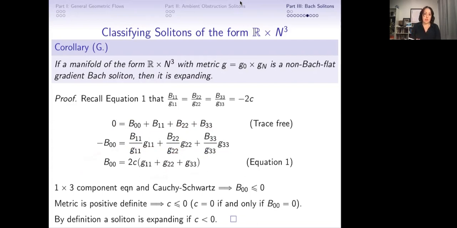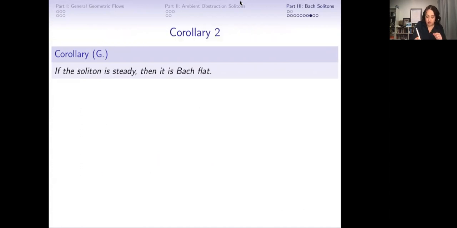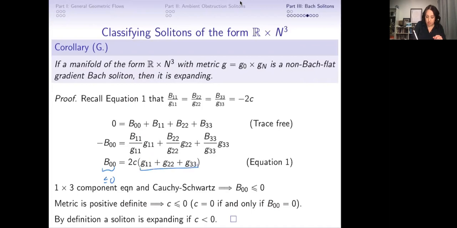Using the equations that I gave a few slides ago for the components and the Cauchy-Schwarz theorem, I'm able to conclude that these two things force B00 to be negative or equal to 0. Since my metric is positive definite, that means that this term is positive. So how do I do this? This guy is less than or equal to 0. This term is strictly greater than 0. And these two things together combine to force negative 2C to be less than or equal to 0. Well, we know that C is equal to 0 if and only if B00 equals 0.